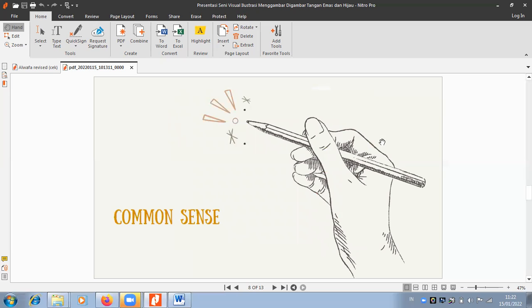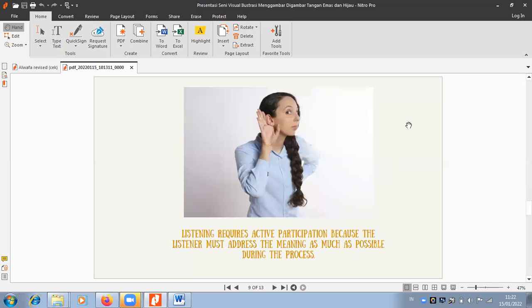What makes this common sense is the supporting evidence. Okay? Listening requires active participation because the listener must address the meaning as much as possible during the process. It is like the previous topic; they are connected. Students who pay attention will respond in a way that shows they understand what the speaker is saying, so the conversation continues.